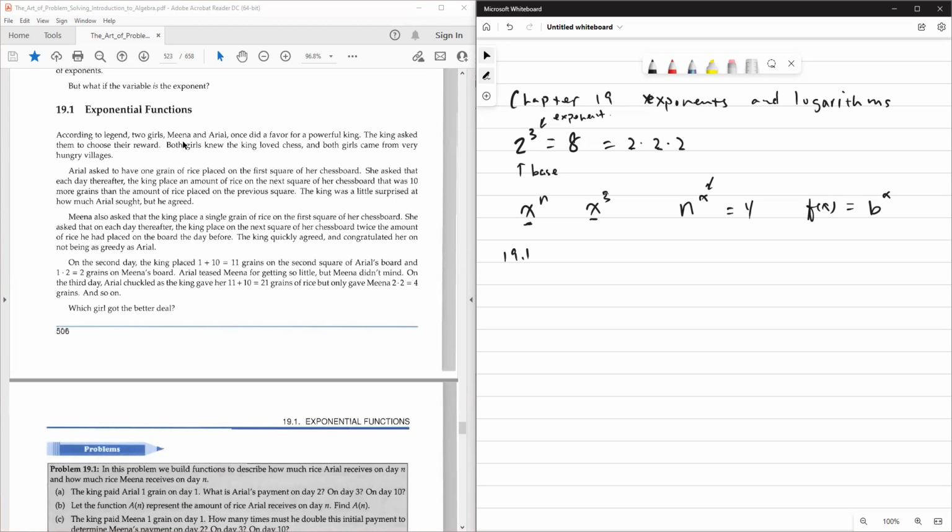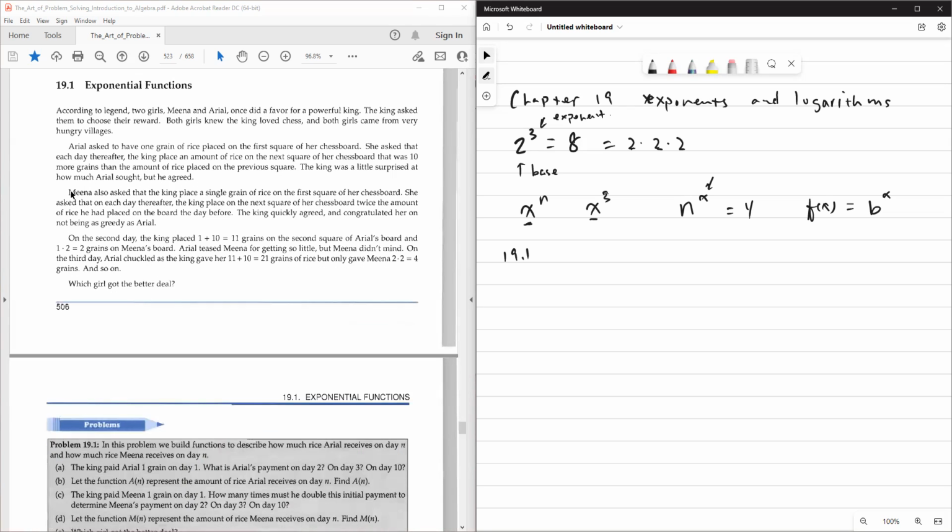A chessboard, you know a chessboard. So Ariel asked to have 1 grain of rice placed in the first square of her chessboard, and she asked that each day thereafter the king place an amount of rice on the next square that was 10 more than the amount of rice in the previous square. So 10 more, right? Each subsequent one becomes 10 more.